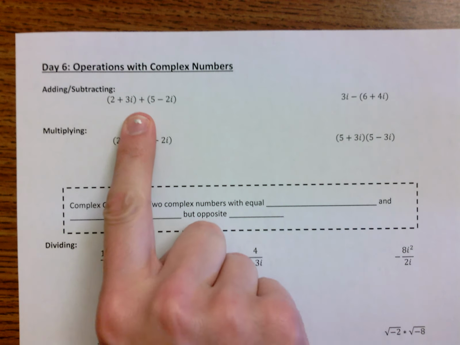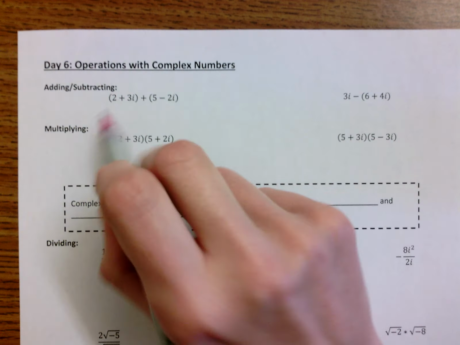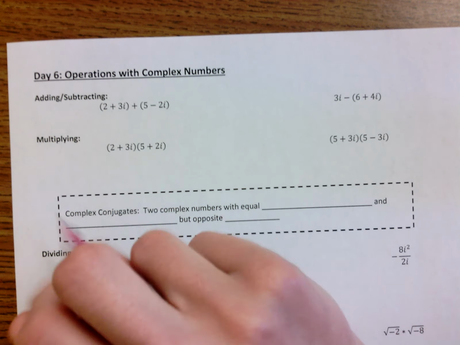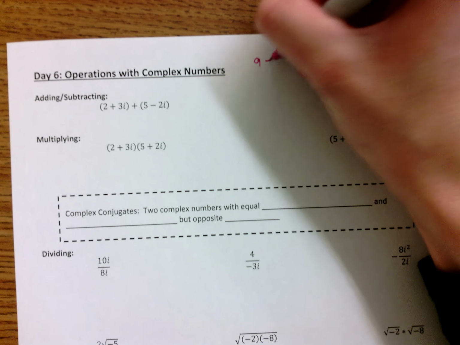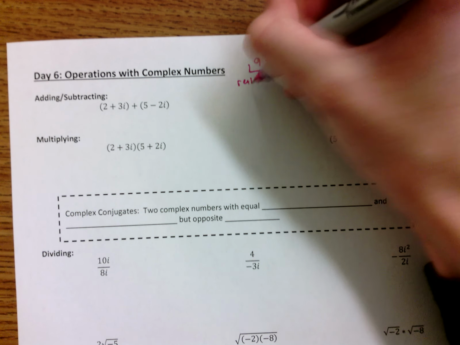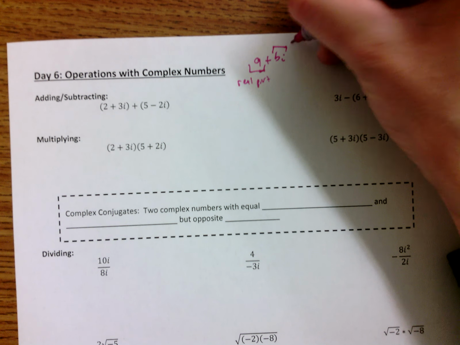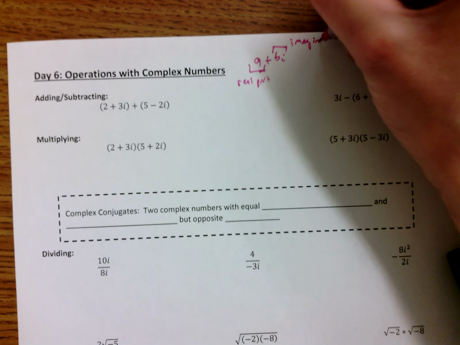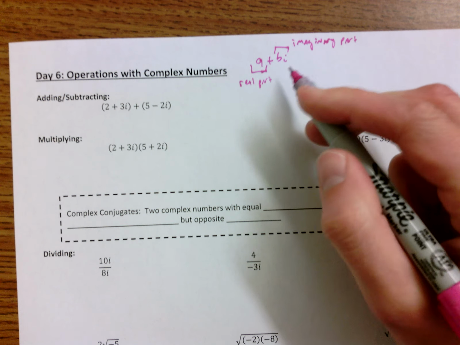So first off, adding and subtracting with complex numbers. This is super easy because it's basically just combining like terms, okay? So what we're going to do is that each one of these numbers has a real part and an imaginary part, okay? So when we look at something in a complex form, it's like a plus bi. This part right here is called the real part because it's a real number. And then this part right here is called the imaginary part, okay? Because it's got an imaginary number with it, right?